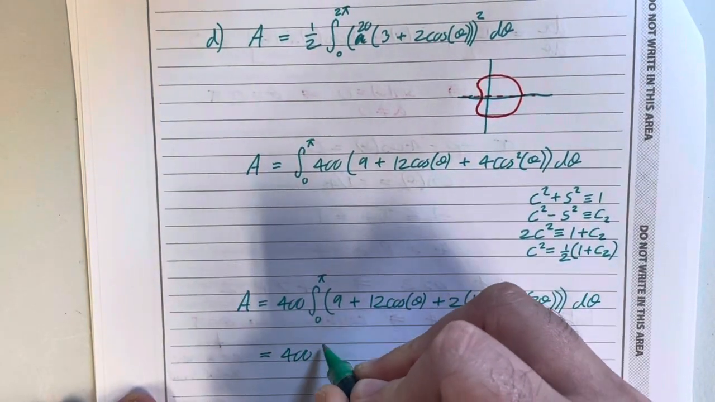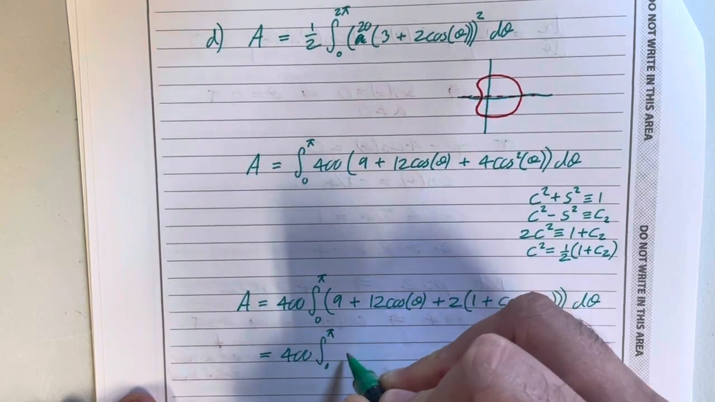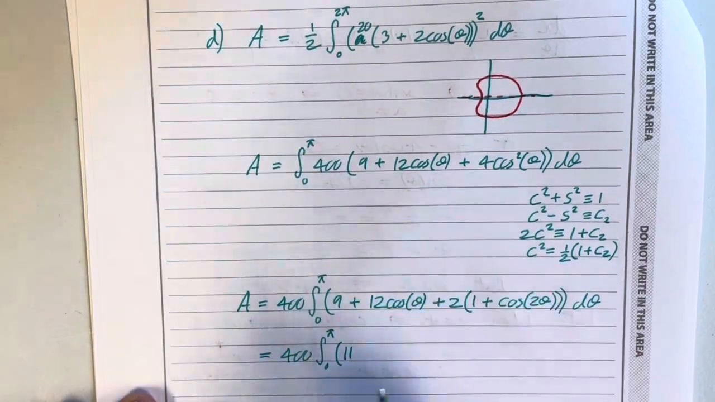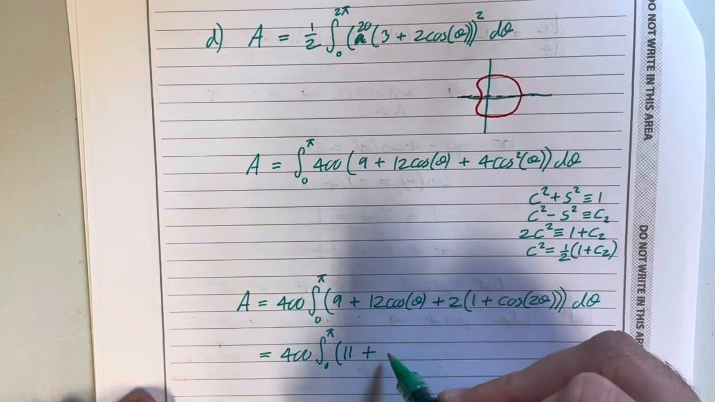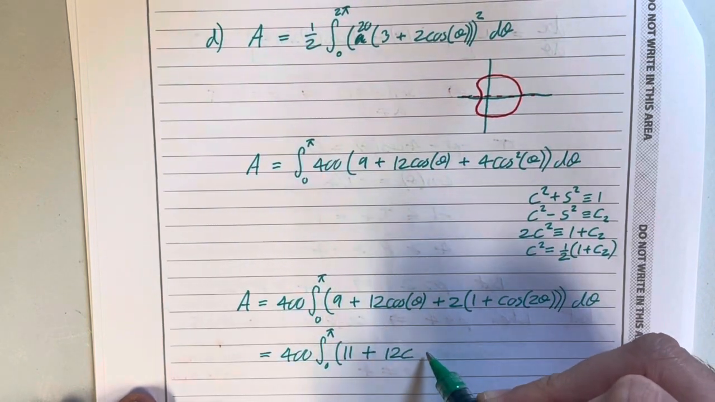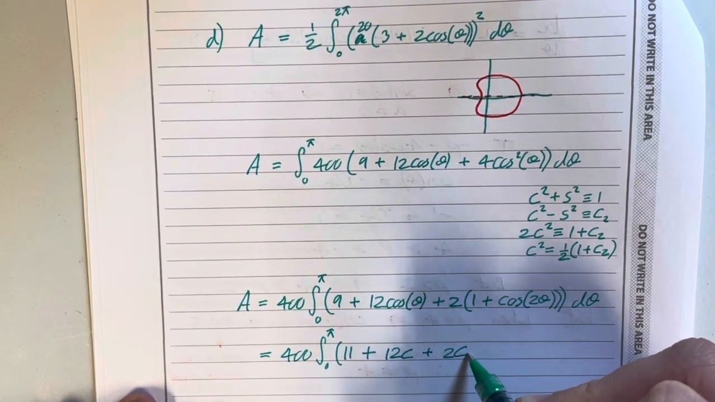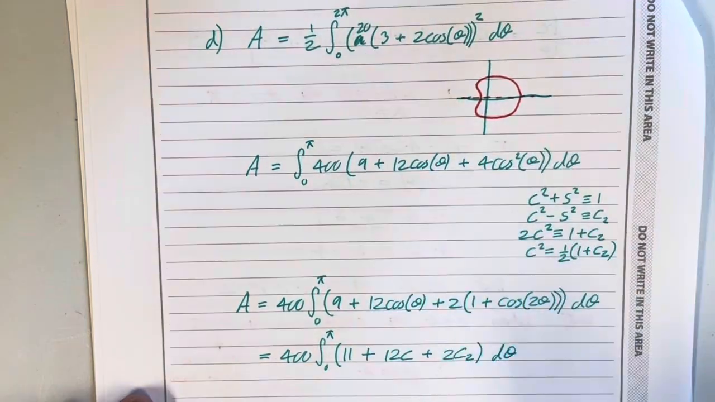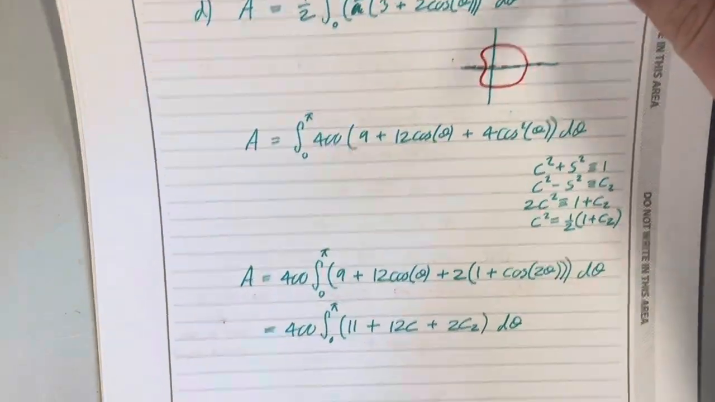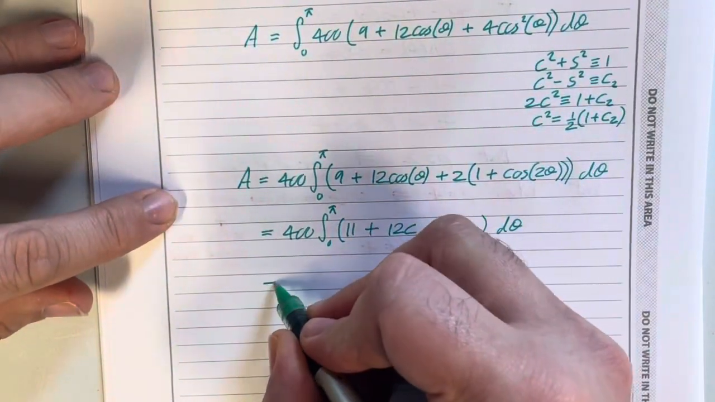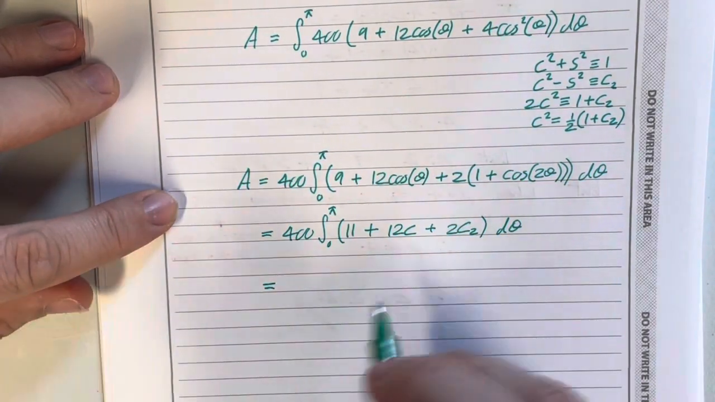So I'm going to do 400 times the integral from 0 to pi of 11, okay, 9 plus 2, plus 12 cos of theta, plus 2 cos of 2 theta. And I'm being a little bit lazy with my writing, which is not a problem in your working, as long as you're clear what you're doing. Okay, so now that's ready to integrate.